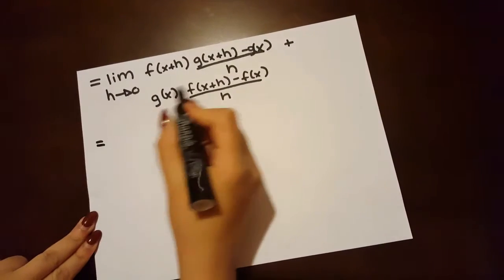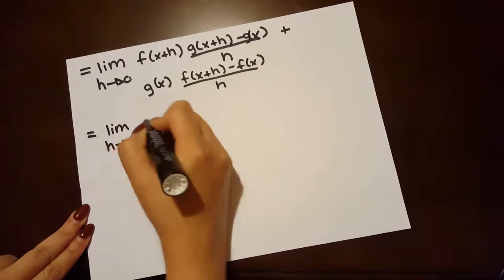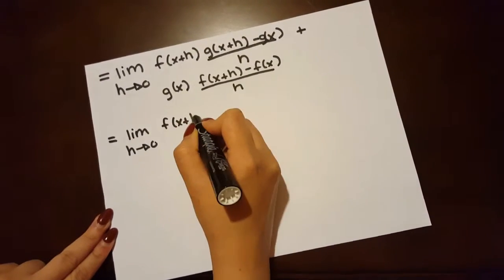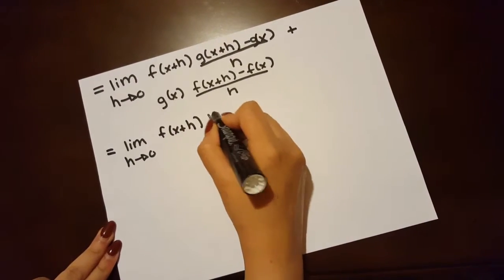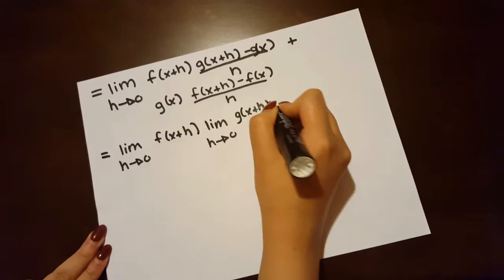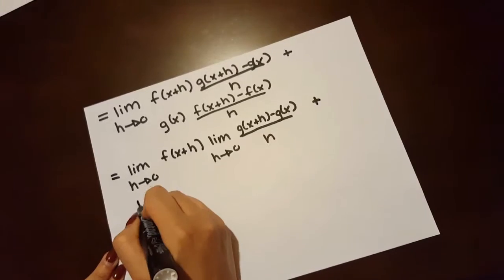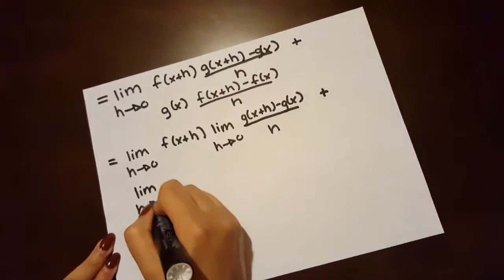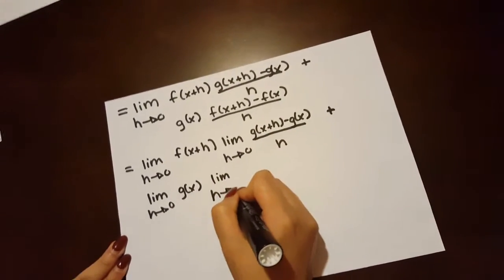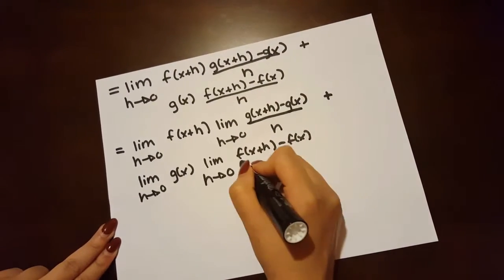Okay, so now we're just going to rewrite this as separate limits. So we're going to write the limit of this times the limit of g at x plus h minus g at x all over h, plus the limit as h approaches 0 of g at x times the limit as h approaches 0 of f at x plus h minus f at x all over h.